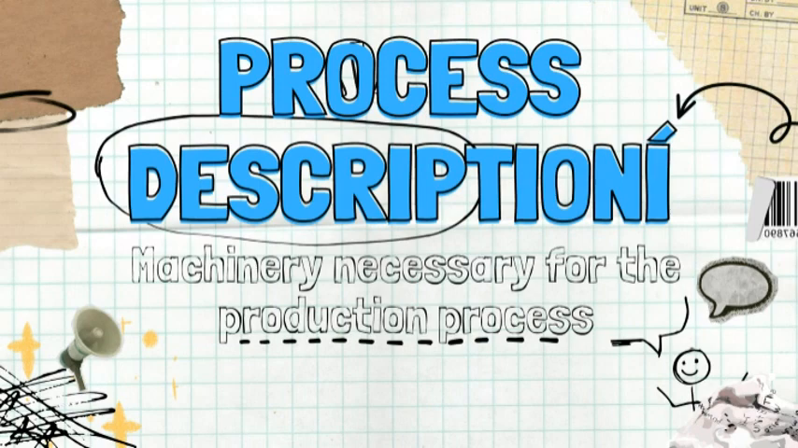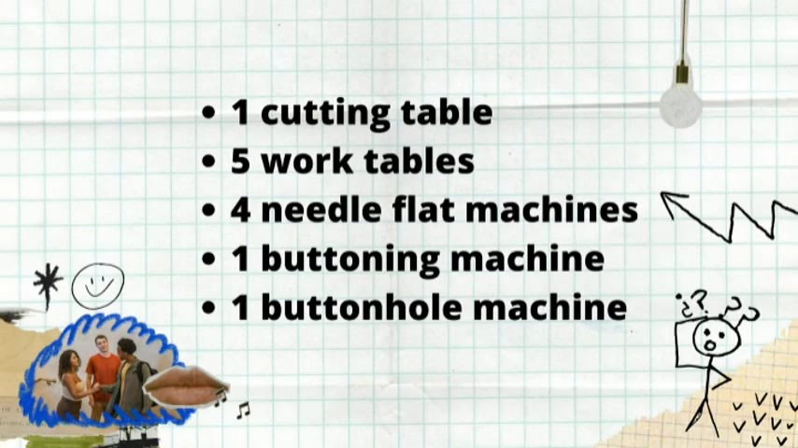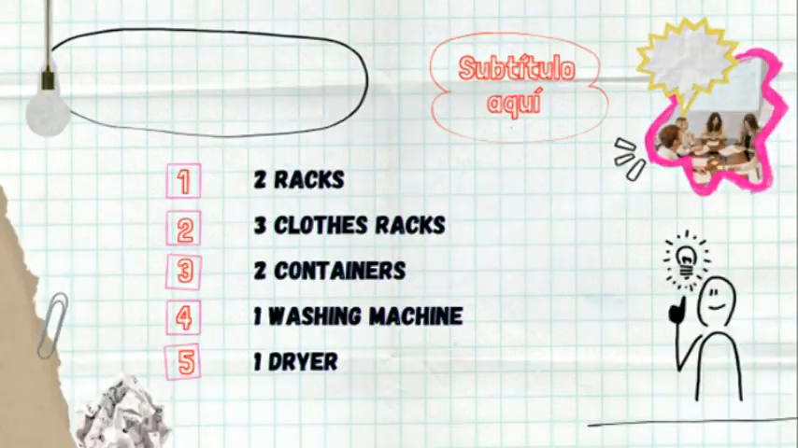Process description. Machinery necessary for the production process: one cutting table, 5 work tables, 4 needle flat machines, 1 buttoning machine, 1 buttonhole machine, 2 shelves, 3 clothing racks, 2 containers, 1 washing machine, 1 dryer.